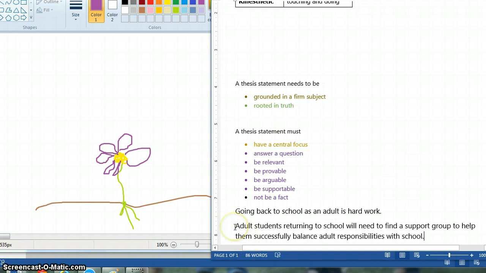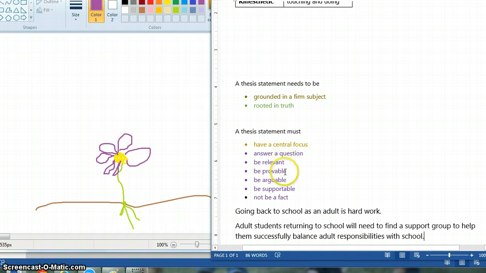So how about this? Adult students returning to school will need to find a support group to help them successfully balance adult responsibilities with school. It still needs to be tweaked. School and school, that sounds not very exciting. So we need to tweak some of those words. But we've got a central focus. It's an answer to a question. What do returning students need?